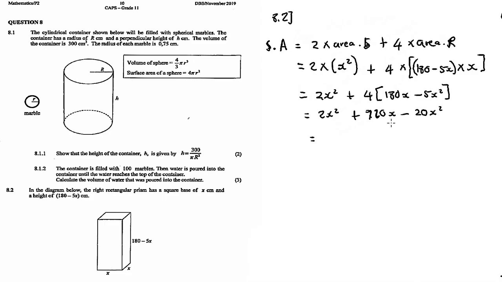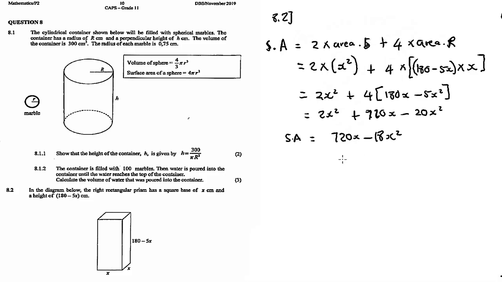Here the 7 and the 2 may look similar, but no, it's 720 here. Now let's simplify. So 720x, the 2x squared and the 20 minus 20x gives us minus 18x squared. So this is the surface area. This is the surface area of the prism, but it's for the maximum. Calculate the maximum surface area of the prism.